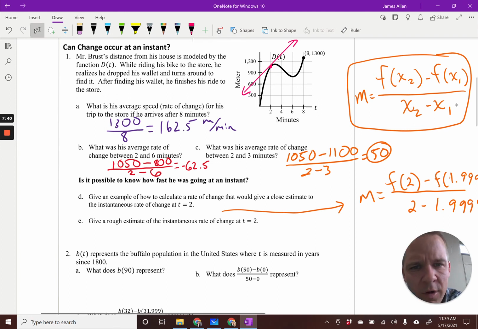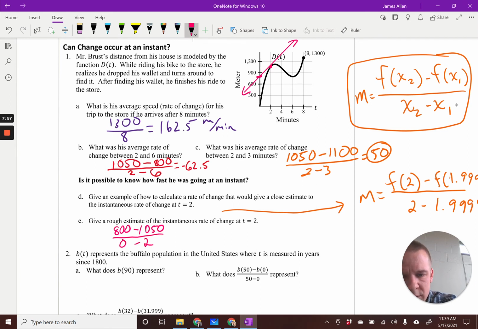If I'm looking at where it crosses the y-axis there, that's probably about, what, 800? And then it rises up to about, we said, 1050. So 800 to 1050, and I go from 0 to 2. So we're going to have 250 over 2, or 125 is our rough estimate.